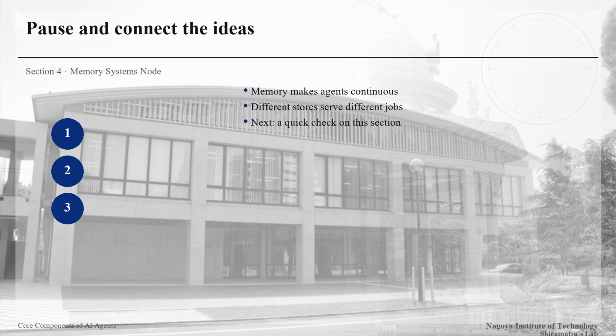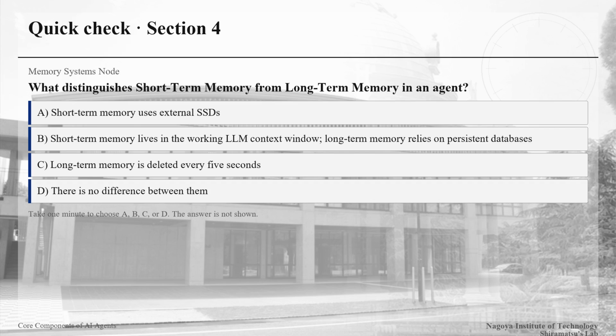Pause here. Memory makes agents continuous, and different stores serve different jobs. Now the quick check. Quick check. After Section 4, what distinguishes short-term memory from long-term memory? Choose A, B, C, or D. Take 1 minute to think, then choose A, B, C, or D. The correct answer is not shown.